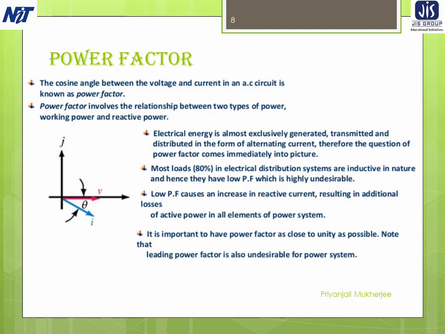So next is the power factor. The cosine of the angle between the voltage and current in an AC circuit is known as the power factor. Now the power factor involves the relationship between two types of power: one is the working power and another is the reactive power.